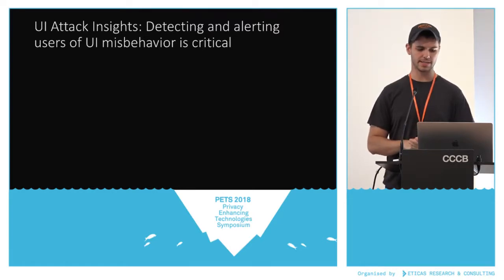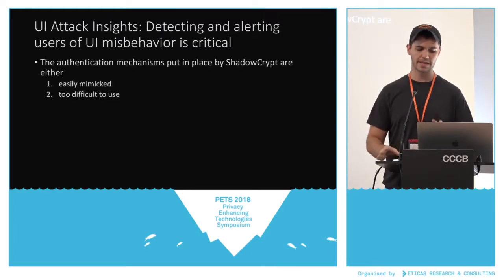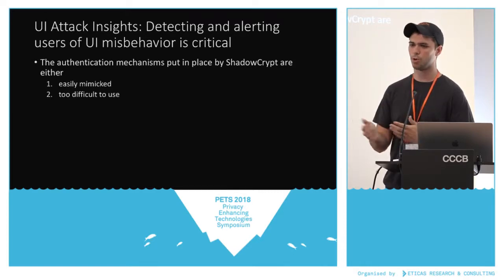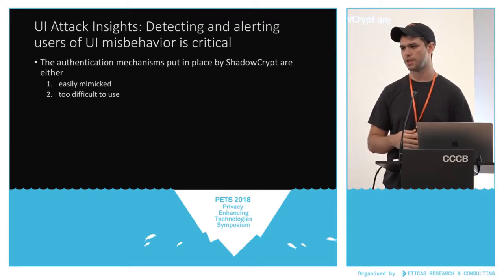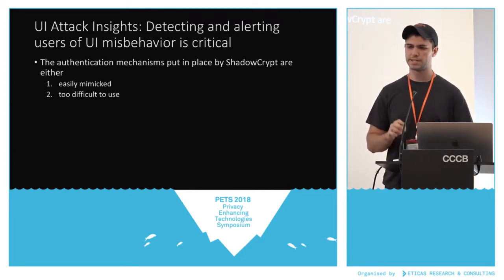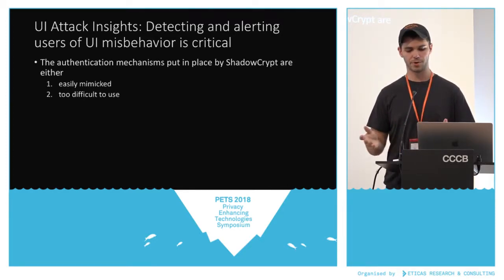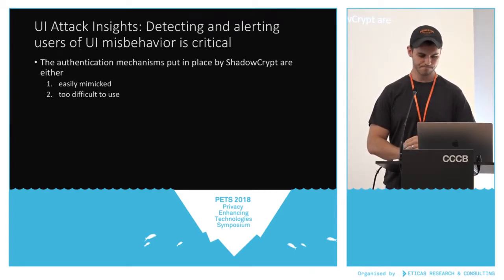The biggest one is that detecting and alerting users of this UI misbehavior is really important. The authentication mechanisms that were put in place by ShadowCrypt were either easily mimicked or just too difficult to use as a user. So as a user, you weren't going to use that control tick very often. You just want to be typing in content. Therefore, they were never really using that, and I was able to gain access to a lot of the plain text information.